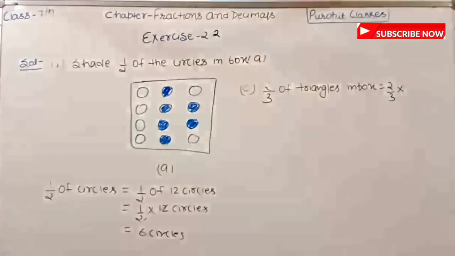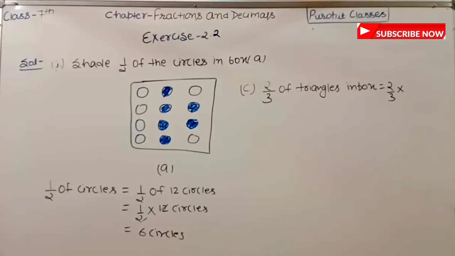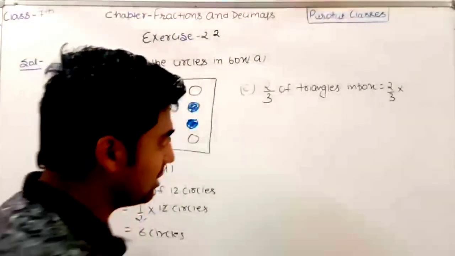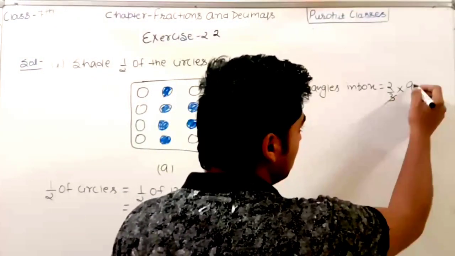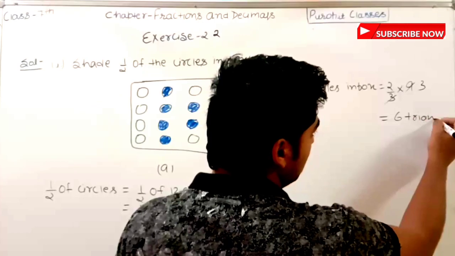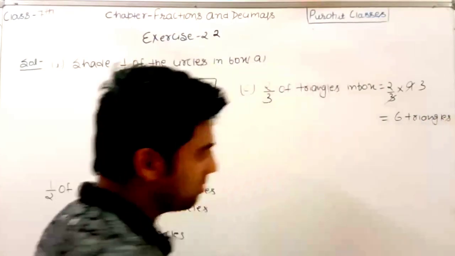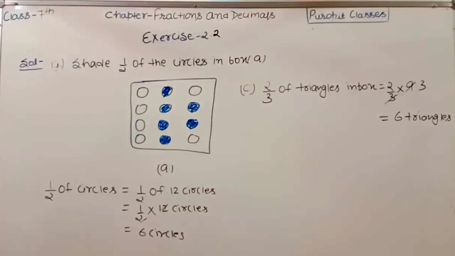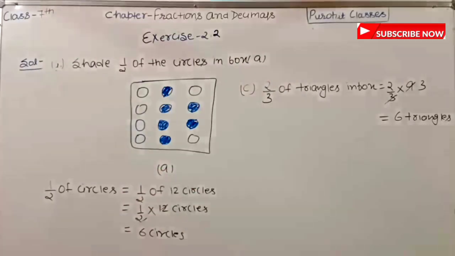Let us count how many triangles are there. 1 2 3 4 5 6 7 8 9 triangles are there. So this will be 2 by 3 times 9, it means you have to shade 6 triangles which are given in the box. Understood? That you will also do in your notebook. Similarly, the remaining part you will do yourself.